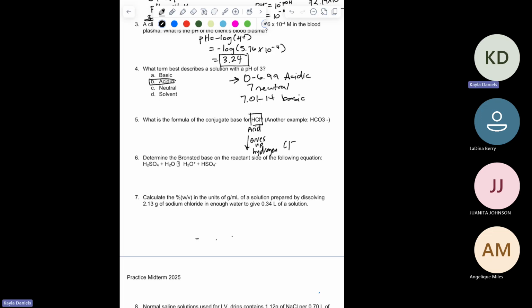Usually people have some questions about that, so I have another example here. We have HCO3 minus. If we're looking for its conjugate base, we're dropping a hydrogen, so it becomes CO3 2 minus. We get even more negative. Any questions?